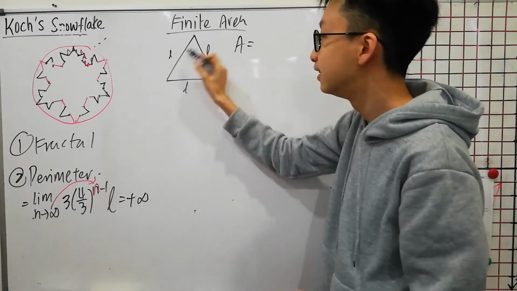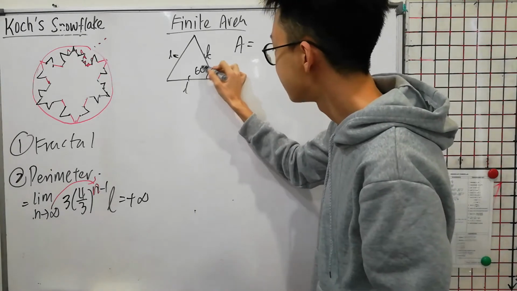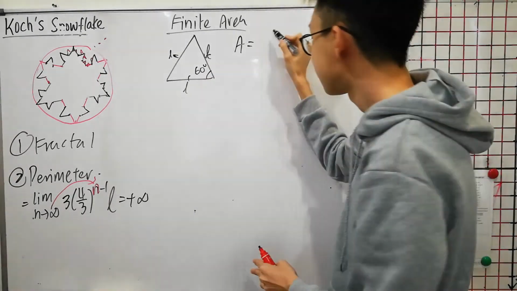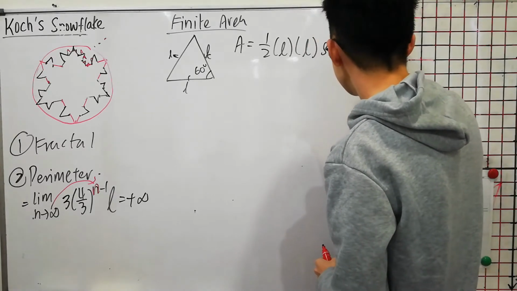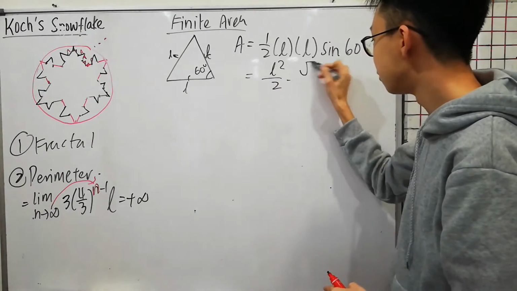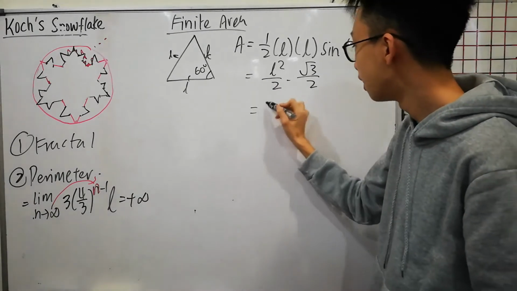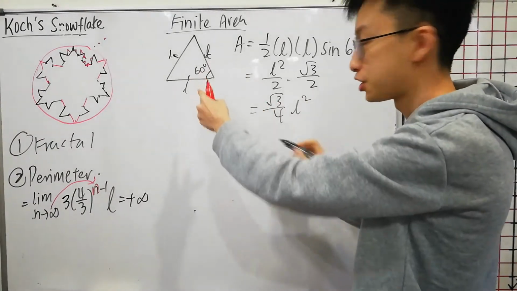Because I know that this is an equilateral triangle, which means the angle here will be 60 degrees. So I can just write half times L times L times sine 60. And what is sine 60? Sine 60 is root 3 over 2. So we'll have root 3 over 4 L squared. Yeah, so this is the area of the first shape, which is A1.